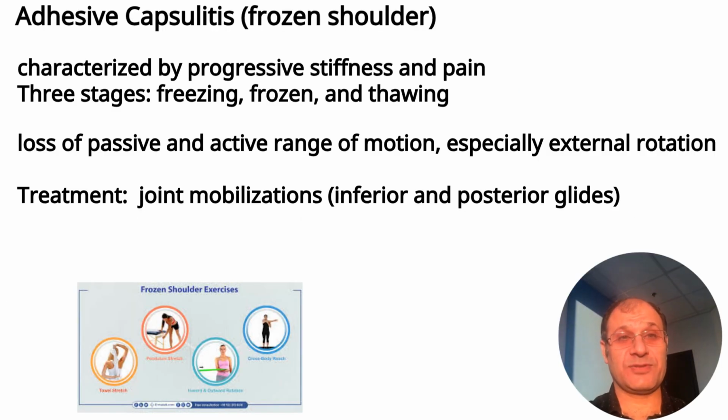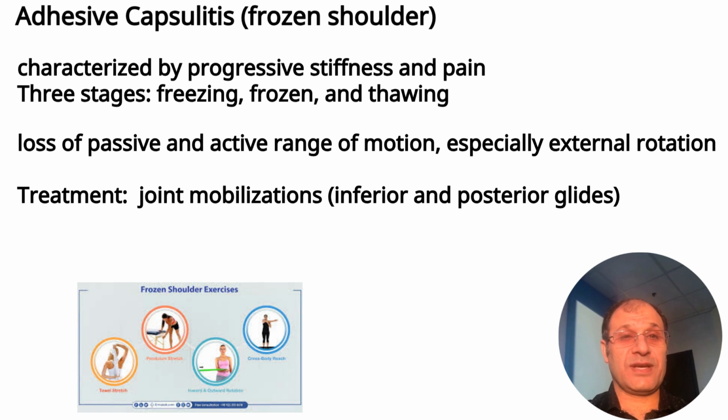Adhesive capsulitis, or frozen shoulder, is characterized by progressive stiffness and pain. It has 3 stages: freezing, frozen, and thawing. Patients have global loss of passive and active range of motion, especially in external rotation. It is more common in women and middle-aged to older individuals.